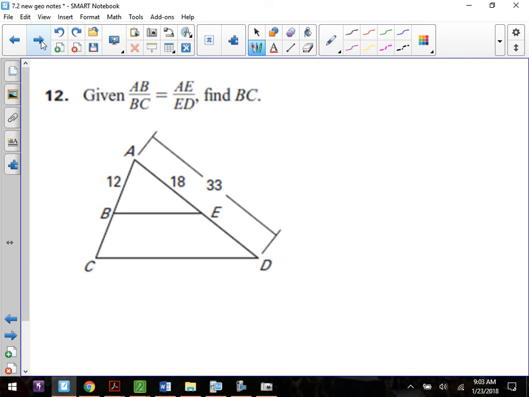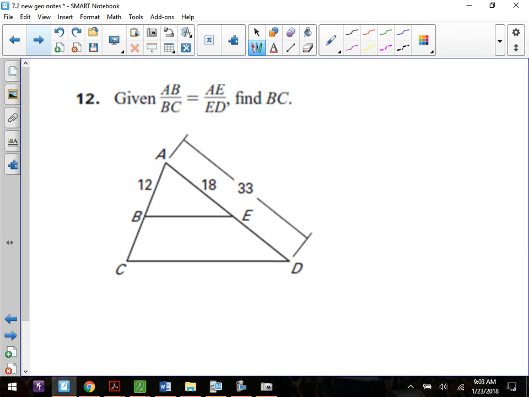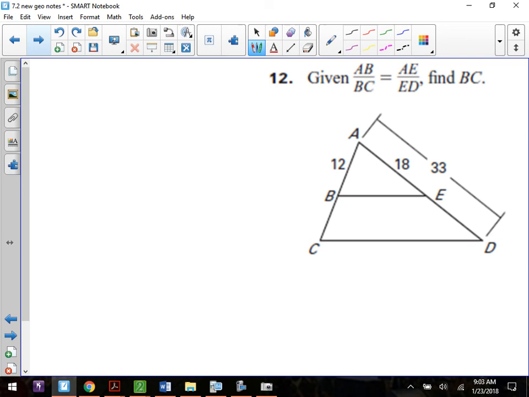AB is how much? 12. All right, so AB is 12. So I have 12 is to BC. I'm just going to call it X. AE is 18. And ED is going to be how much then? How'd you figure that out?